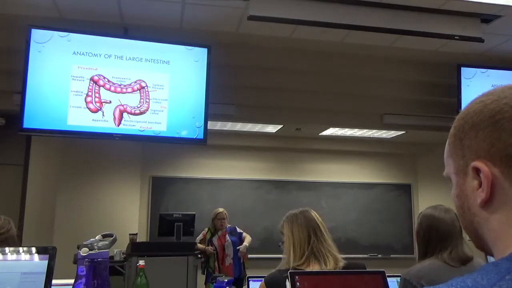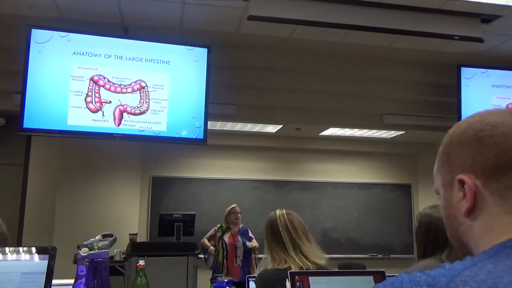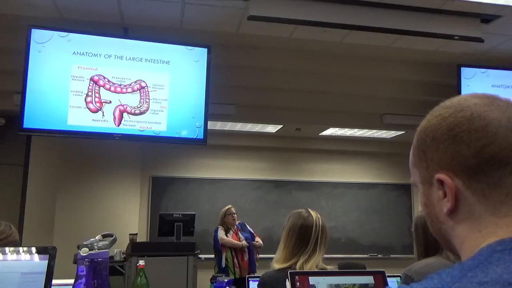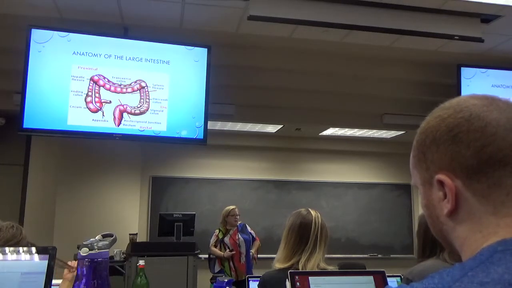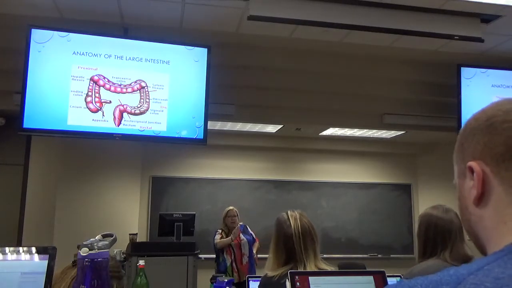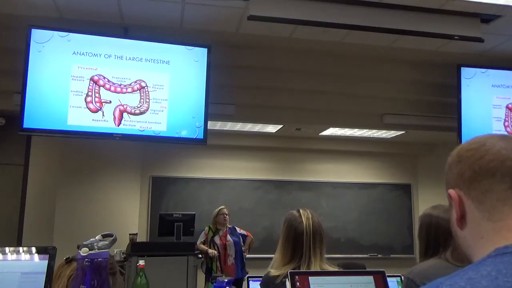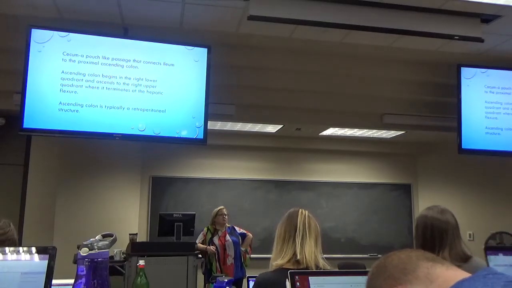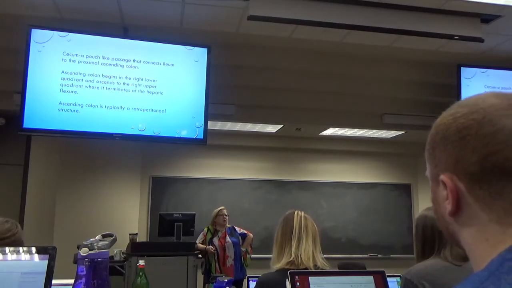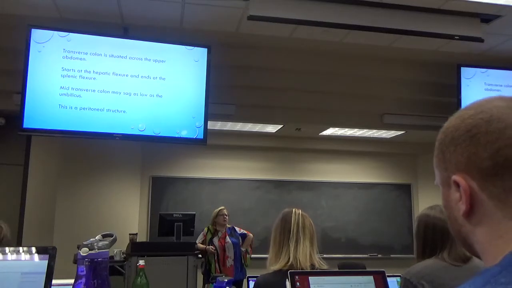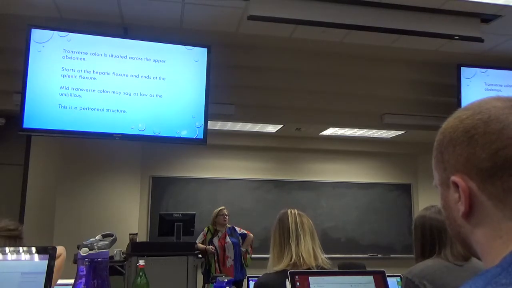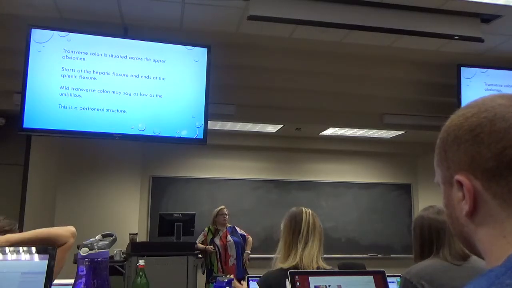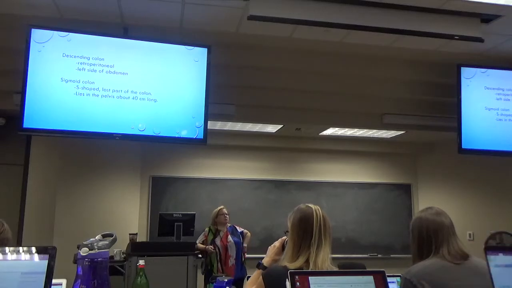The ascending colon on the patient's right side, hepatic flexure, transverse colon up top, descending colon on the left side of the abdomen, and then that kind of S-shaped sigmoid colon, and then the rectum. I think we pretty much talked about all that. Yeah, you have the hepatic flexure and the splenic flexure.